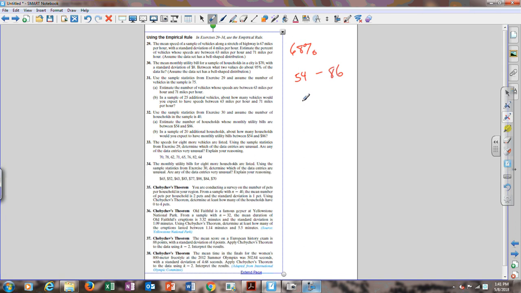Speeds for 8 more vehicles are listed. Using the sample statistics from exercise 29, determine which of the data entries are unusual or if any of the data entries are very unusual. Explain your reasoning. So if it's above 2 standard deviations, then it's considered unusual. If it's above 3 standard deviations, then it's very unusual.